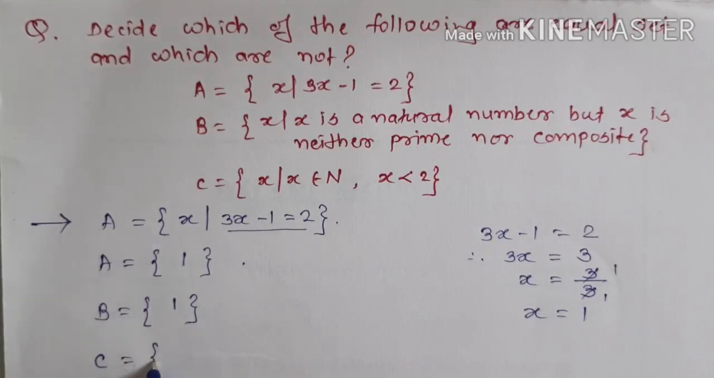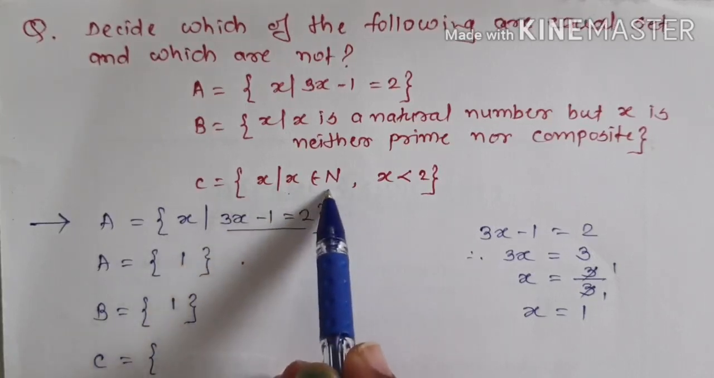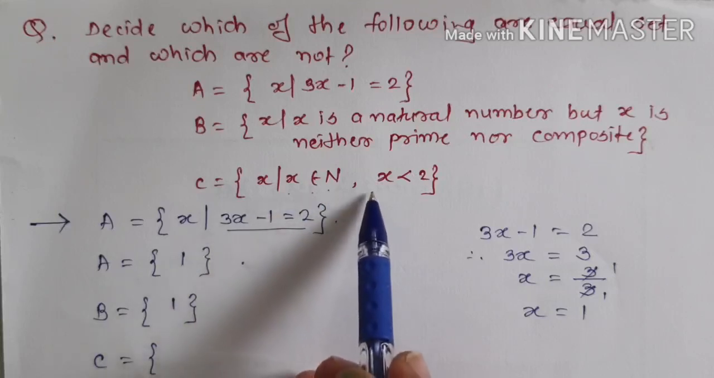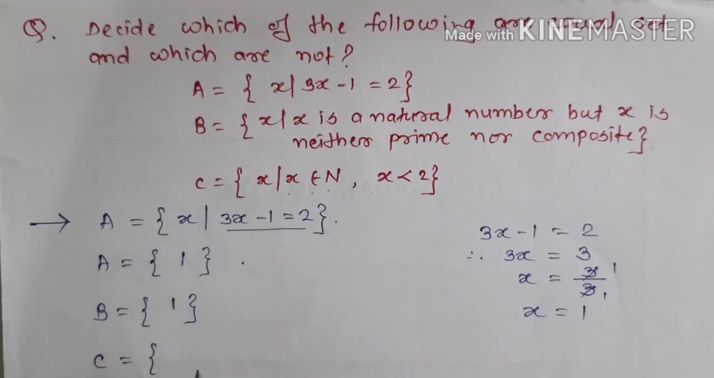So this is the element in set B. Again we have to write the set C by the listing method. Here the property is x belongs to N, that means we need the natural numbers which are less than 2. How many natural numbers are there which are less than 2? Only one number, that is 1, curly bracket complete.